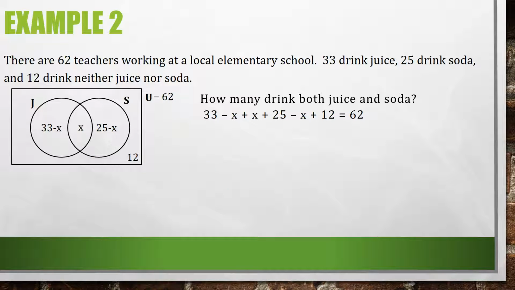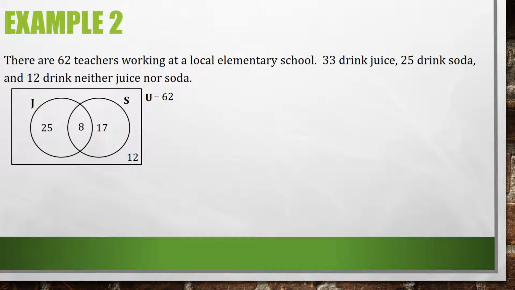So we set up our equation to say 33 minus x plus 25 minus x plus 12 equals 62. Combine like terms, subtract 70 from both sides of our equation, and then divide by -1. We get x is equal to 8. So that's how many teachers drink both juice and soda. So by filling in my x into my expressions, these are the values I will get from my Venn diagram, and so we'll proceed.